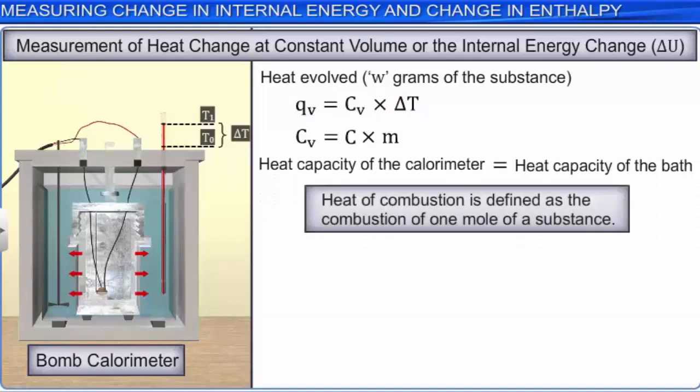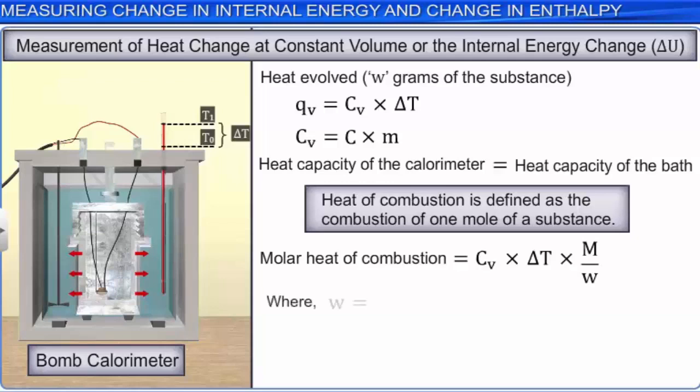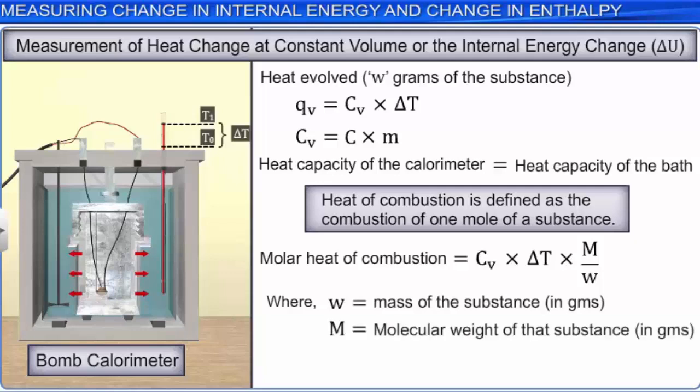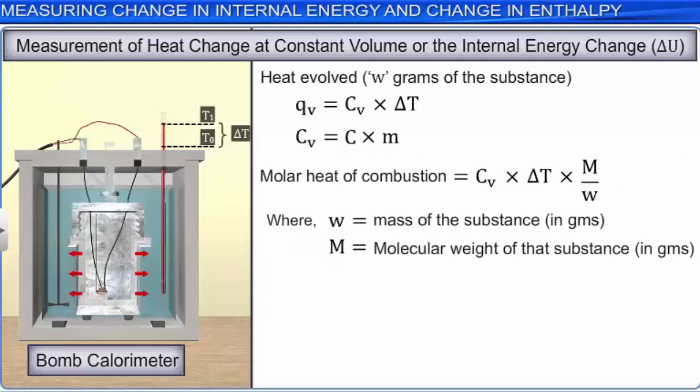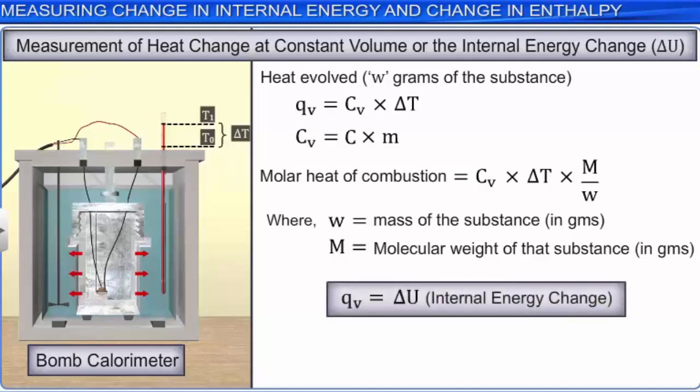Since heat of combustion is defined as the combustion of 1 mole of a substance, therefore, the expression for molar heat of combustion becomes: molar heat of combustion = CV × delta T × M/W, where W is the mass of the substance taken and M is the molecular weight of that substance. As the above reaction is carried out in a closed vessel, therefore, heat evolved is the heat of combustion at constant volume and is a measure of internal energy change, delta U.